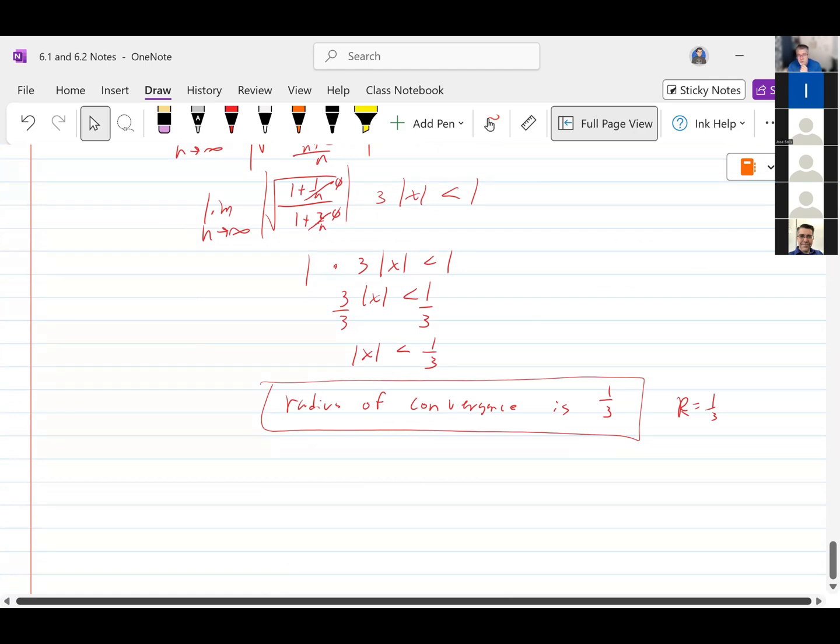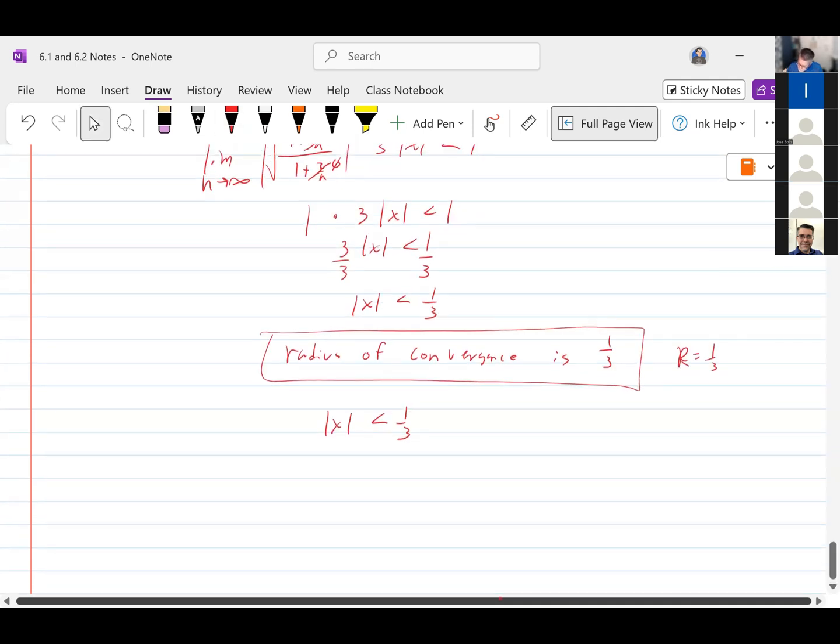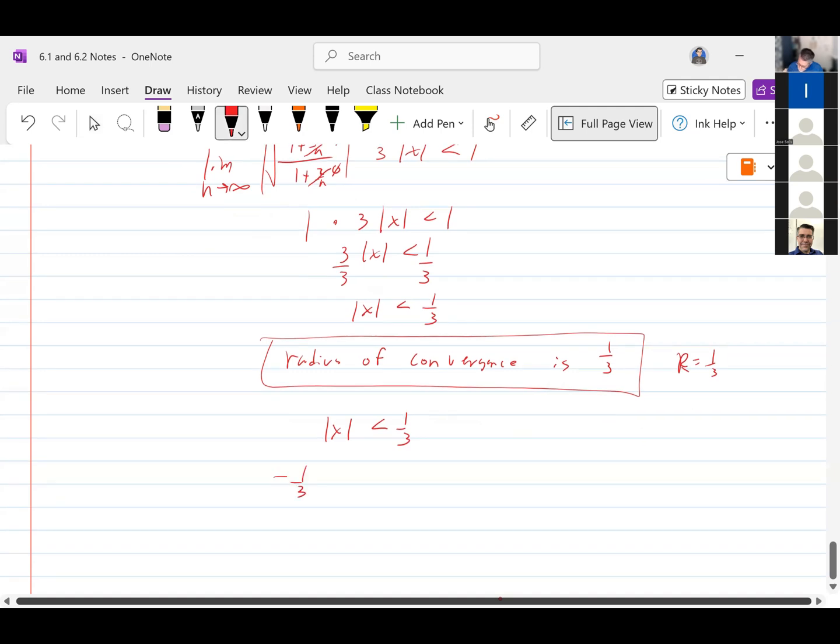Now I need to get the interval of convergence. The interval of convergence means that I have to test the endpoints. So what is the interval that I'm looking at? Well, the absolute value of x is less than 1/3 means that I'm looking at values from -1/3 to 1/3. That's the beginning of my interval. But what about the endpoints? We have to test the endpoints.